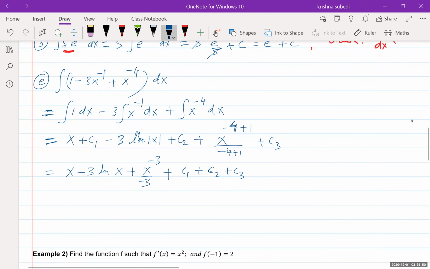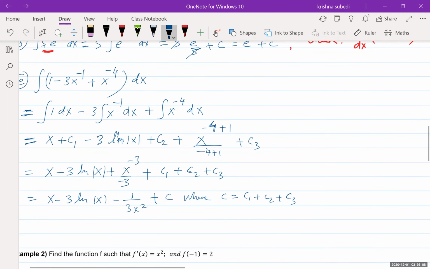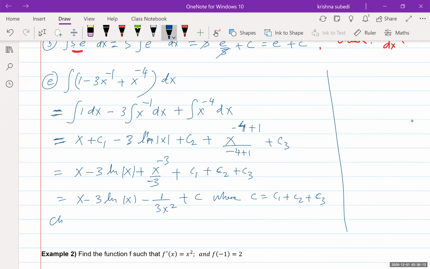So what I get here is that I'm gonna get x minus 3 ln x minus 1 over 3x squared plus c, where c equals c1 plus c2 plus c3. All right, and you can do the check yourself. I leave it to you. You know how to find the derivative of each of these and make sure that you get that. Now, this is 3x cubed, by the way.